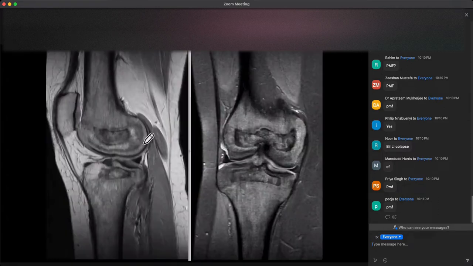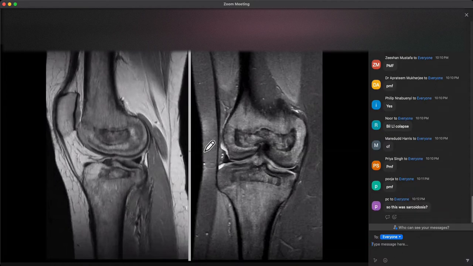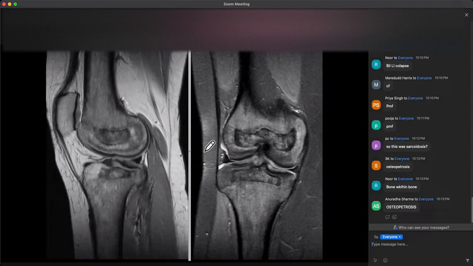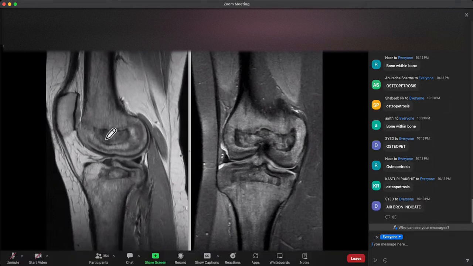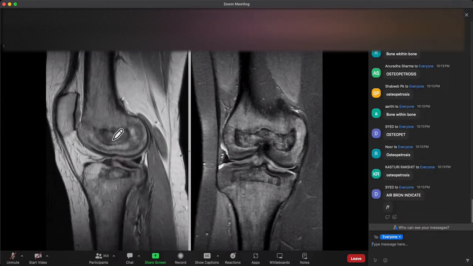Okay, MRI scan. What's the diagnosis here? Yeah, the diagnosis on the last case was sarcoid. Yeah, bone within a bone, osteopetrosis. So this patient has got this bone within a bone appearance. You may not be used to seeing it on MRI. You're more used to seeing it on a plain film. But this is a definite case of osteopetrosis. Bone within a bone. Characteristic. There's nothing else really that gives you that appearance.